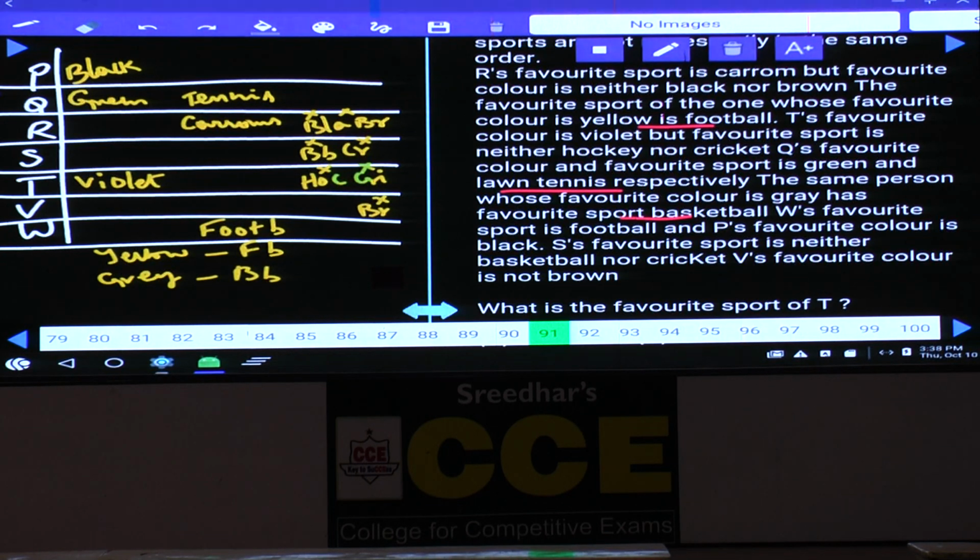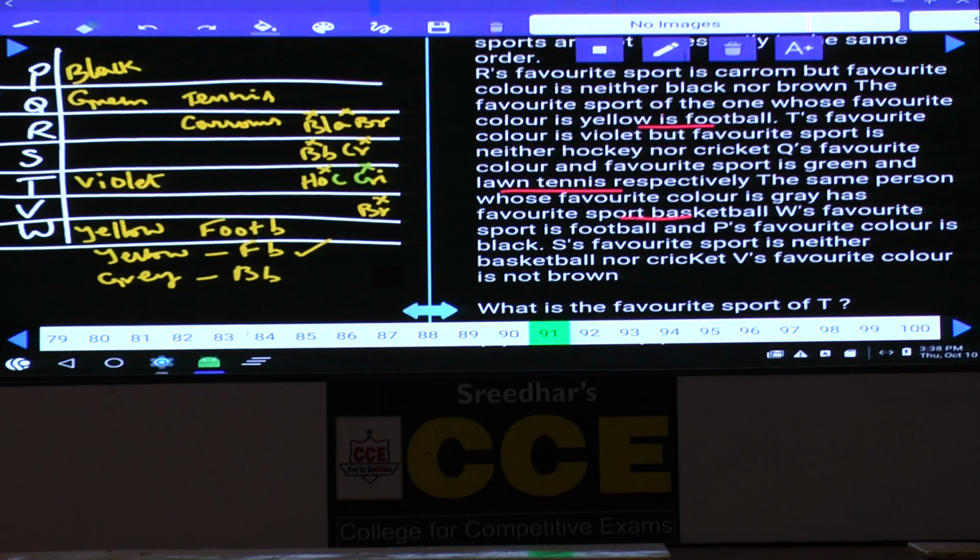Now let us check out yellow and football. Yellow and football are adjacent to each other, isn't it? Hence W must be yellow, because this person likes football, hence yellow and football must be together. Next one, grey and basketball. Now P, Q, R cannot be grey, isn't it? Next one, S. Either S or V must be grey. Out of this, S cannot be grey.